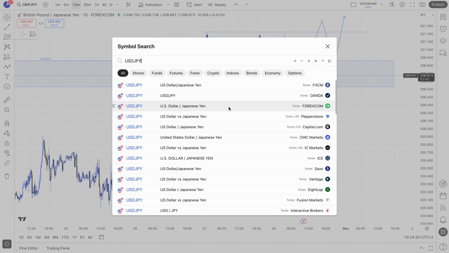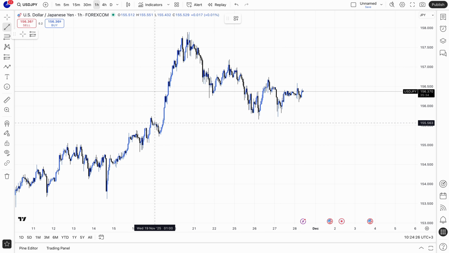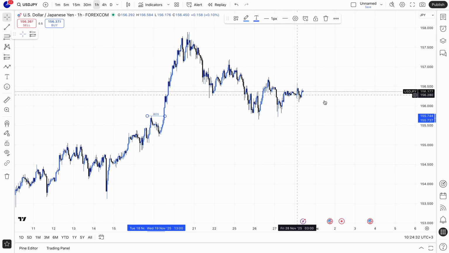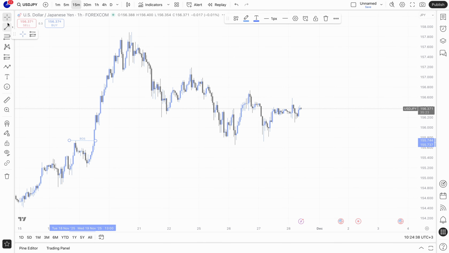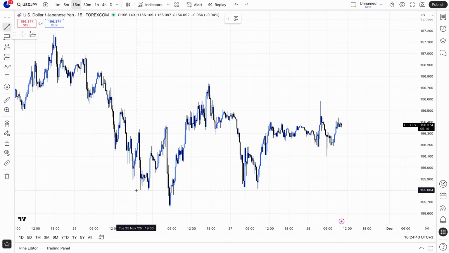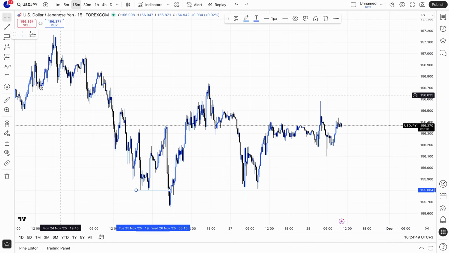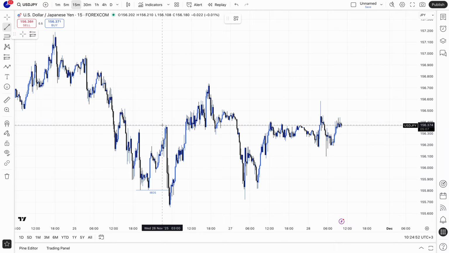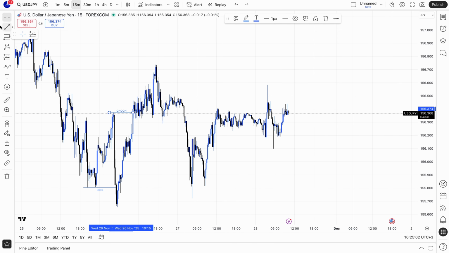Then you have UJ. UJ is also pretty simple. We have our last break of structure to the upside. That means the market is moving up external. That's our trend. Then you got 15 minutes for order flow. So our last break of structure to the downside. Then you have our change of character to the upside.